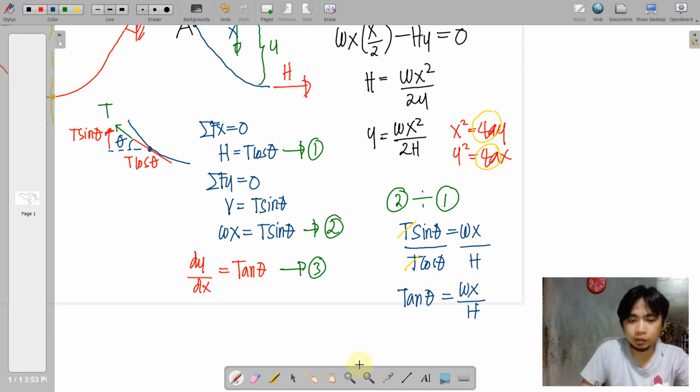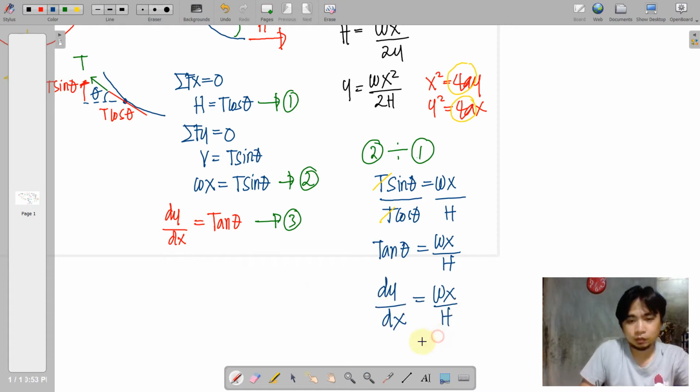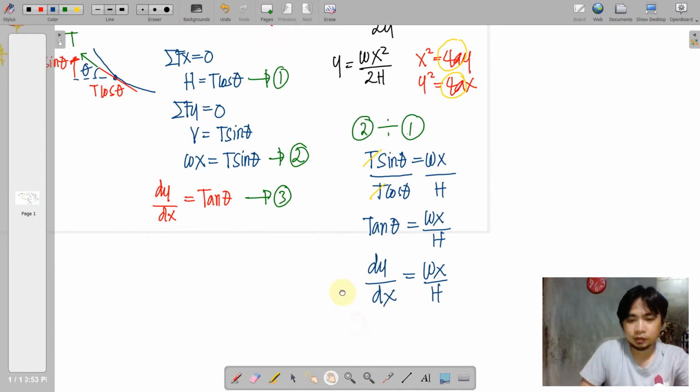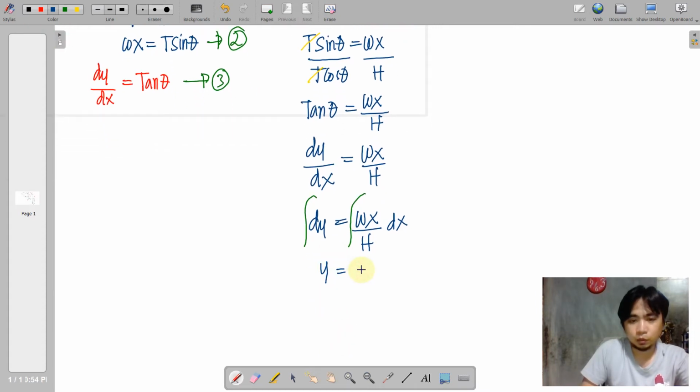Sine over cosine becomes the tangent of theta, which equates to this expression Wx over H. And we note that tangent theta here is dy over dx, so that this is replaced by dy over dx. And then, of course, by cross multiplication, we can transfer dx to the other side of the equation and then integrate it to come up with y. So we have this one, and then integrate both sides of the equation.